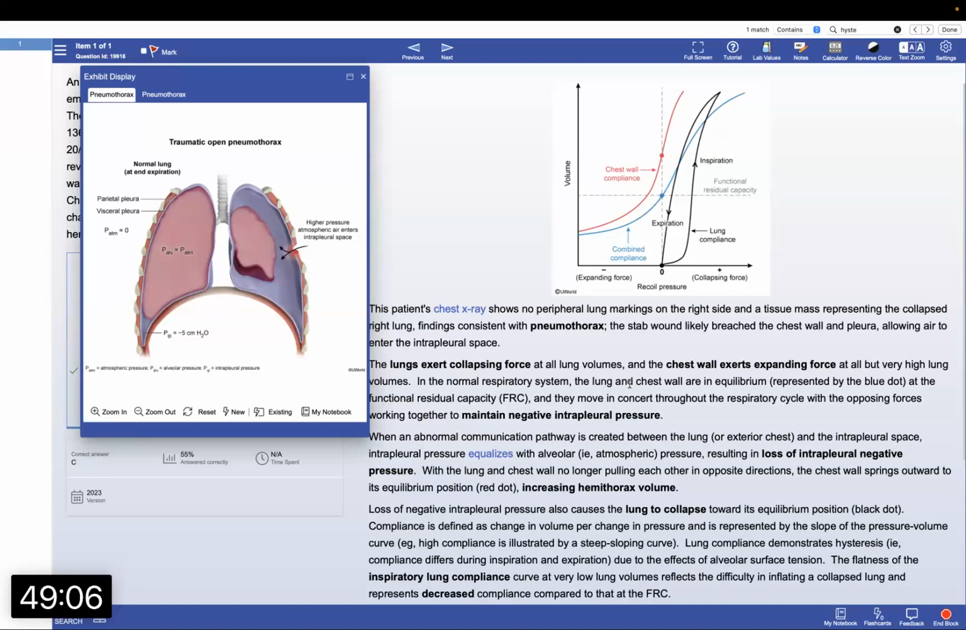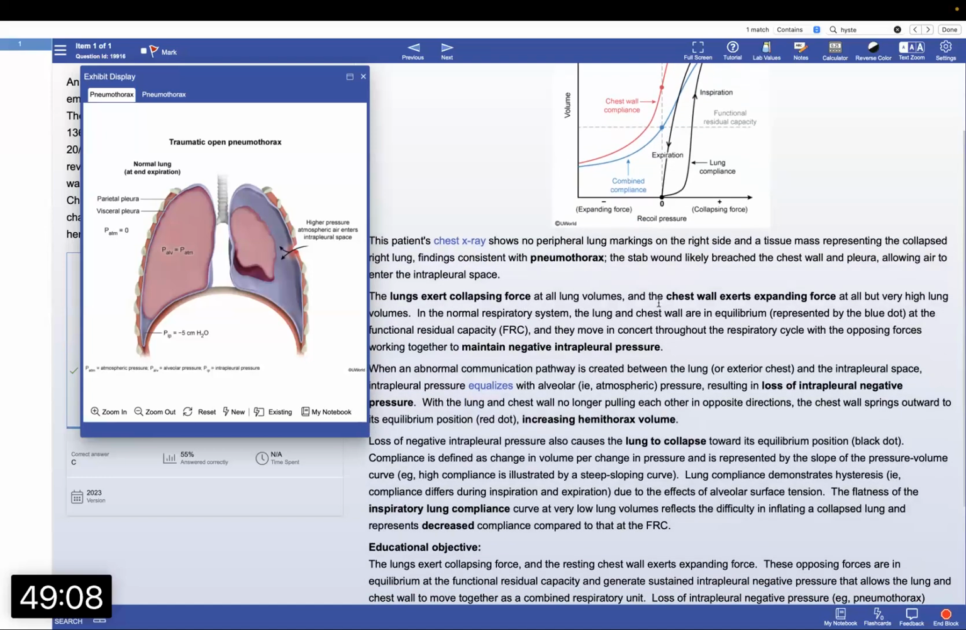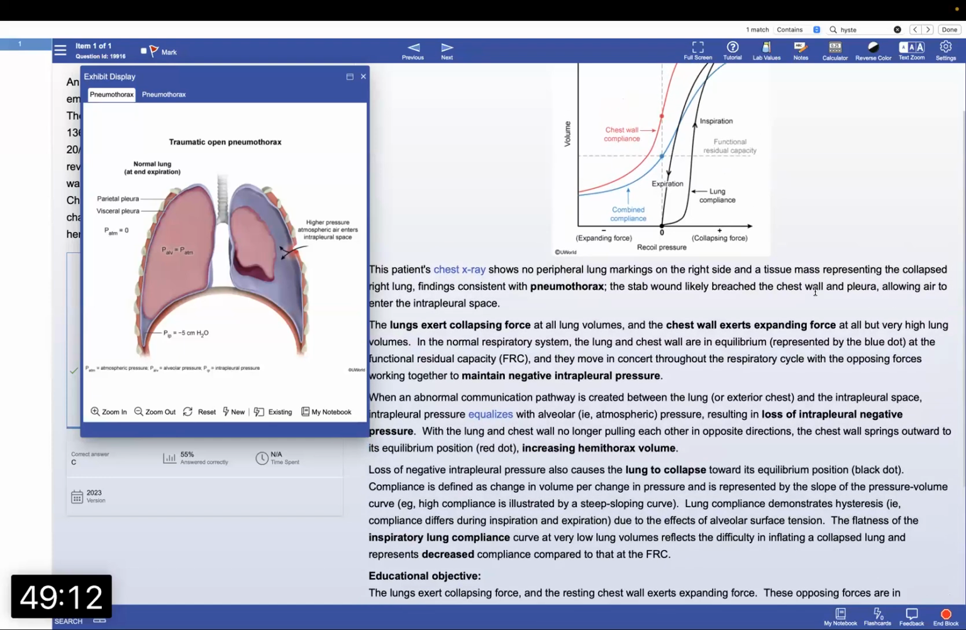Where does it say the red dot? Blue dot is third paragraph's last two lines. Yeah. So with the lung and chest wall no longer pulling each other in opposite directions, the chest wall springs outward to its equilibrium position. So this is the equilibrium.